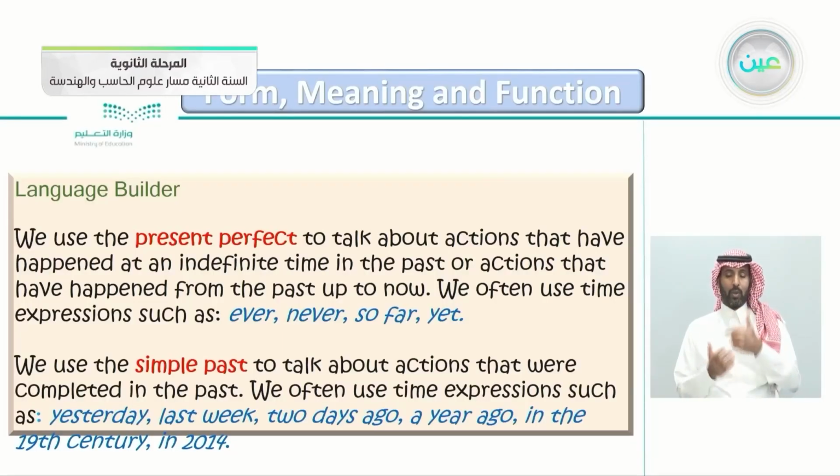Another language builder here, we use the present perfect to talk about actions that have happened at an indefinite time in the past, or actions that have happened from the past up to now. We often use time expressions such as ever, never, so far, or yet. We also use the simple past to talk about actions that were completed in the past. We use simple past with actions that are done, completed. We often use time expressions such as yesterday, last week, two days ago, a year ago, in the 19th century, in 2014, and so on.